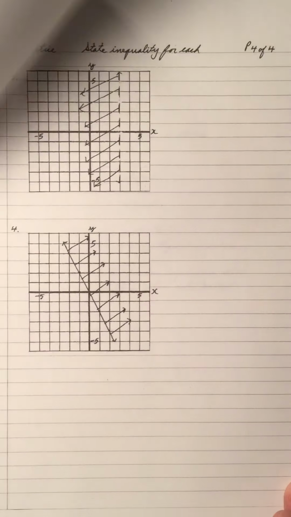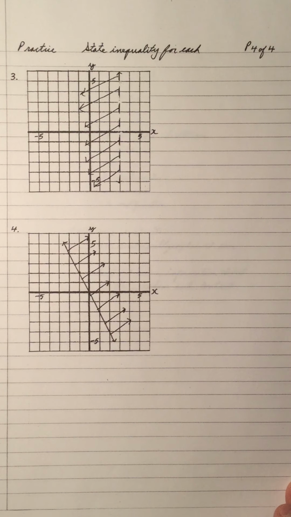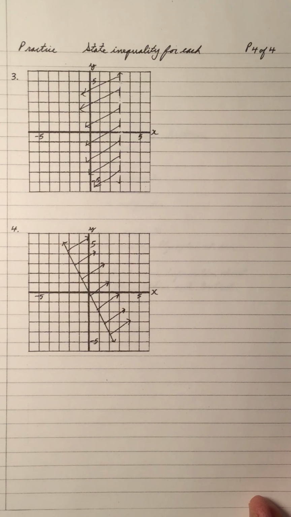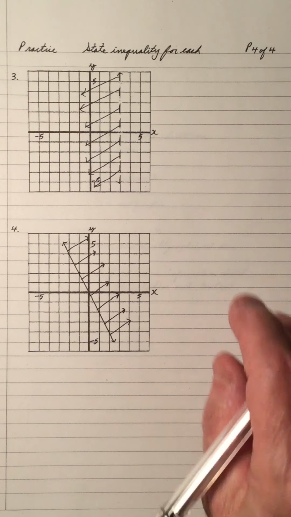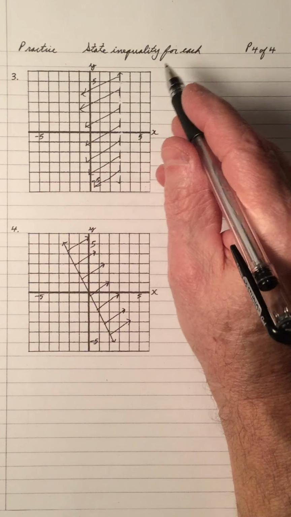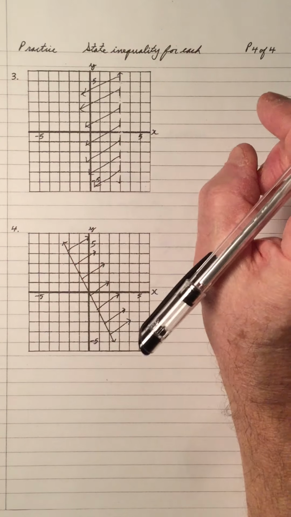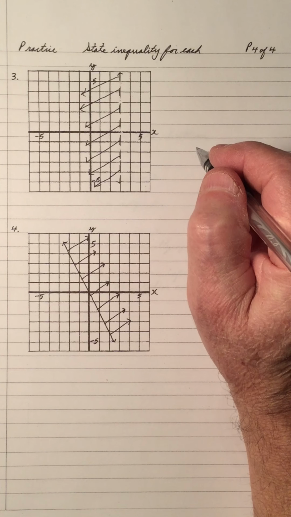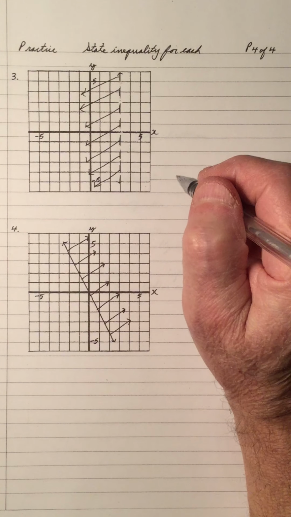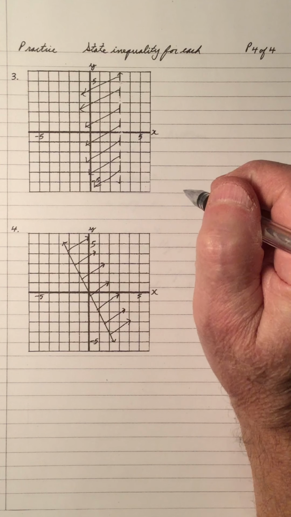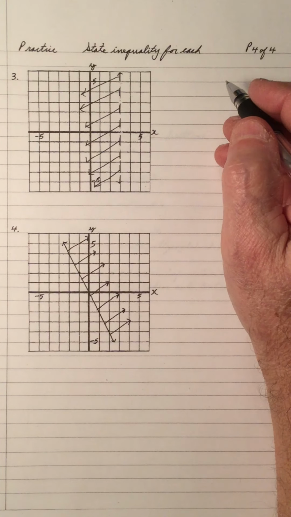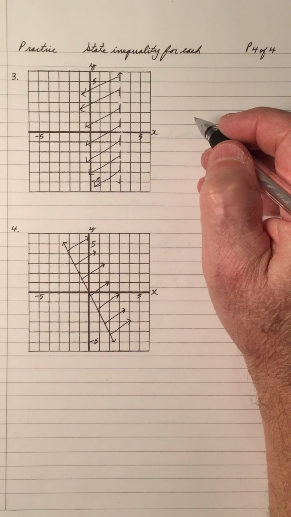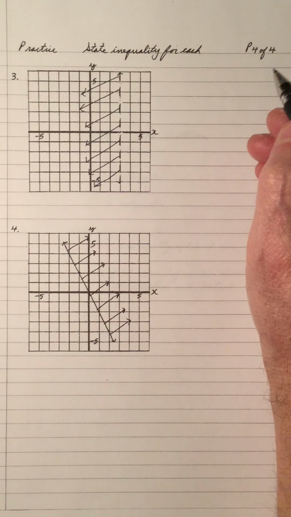And let's continue. Again, you can practice at any time by pausing the video and working out the inequality. When I say equation, sorry, working out the inequality. It's not an equation, it's an inequality. Greater than, less than, greater than or equal to, less than or equal to.